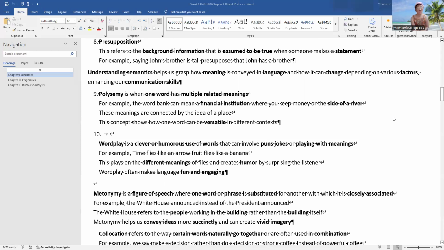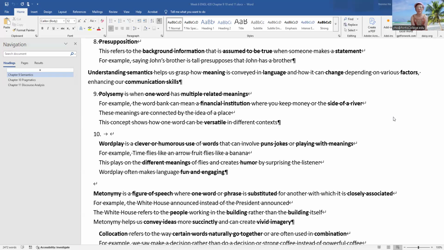Polysemy is when one word has multiple meanings. For example, the word bank, we just did this, so this one's a little bit of a repeat. The word bank can mean a financial institution where you keep money or the side of a river. Everything is about semantics, context, context, context. So if I were to say the two lovers made love and had a picnic by the bank, well, that's not a great sentence, but it's by the riverbank.